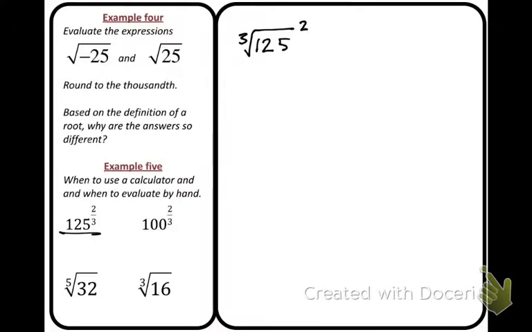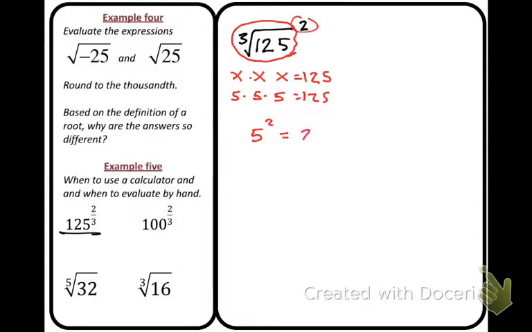Since we're taking the cube root of 125, we need to find a number times a number times a number to equal 125. Just play around with it, and it's going to be 5 times 5 times 5. 5 times 5 is 25, 25 times 5 is 125. So the cube root simplifies to 5. We still have that square on top, 5 squared, and our final answer here is 25. So that one, easily done by hand.